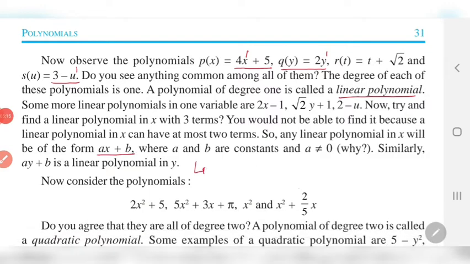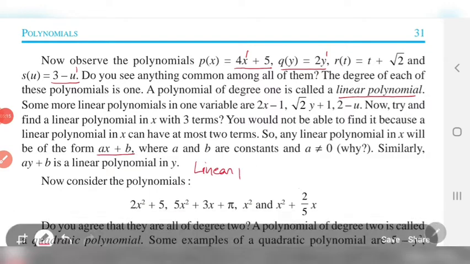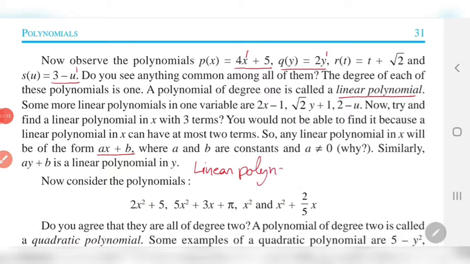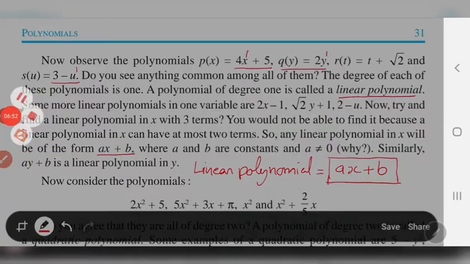So a linear polynomial will be represented as ax plus b. This is the general formula for a linear polynomial. Okay children?